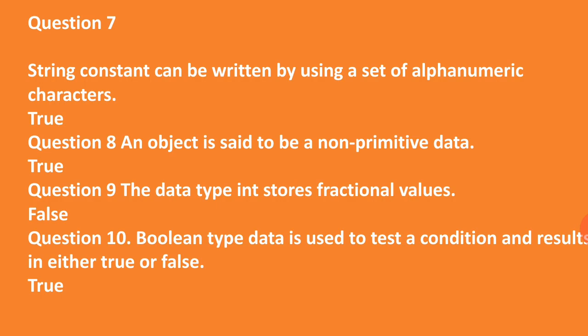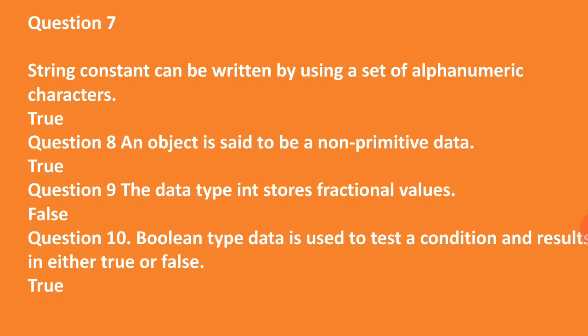Question number 9: the data type int stores fractional values. Right, so that is false because it stores integers, not fractions. Now question number 10: Boolean type data is used to test a condition and result in either true or false. So that is also true, and Boolean is the data type which can have either of two values, either true or false.